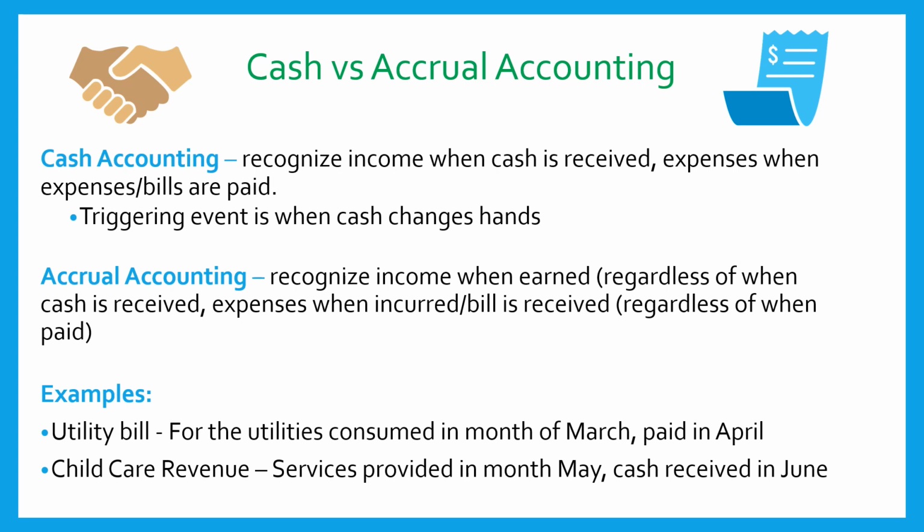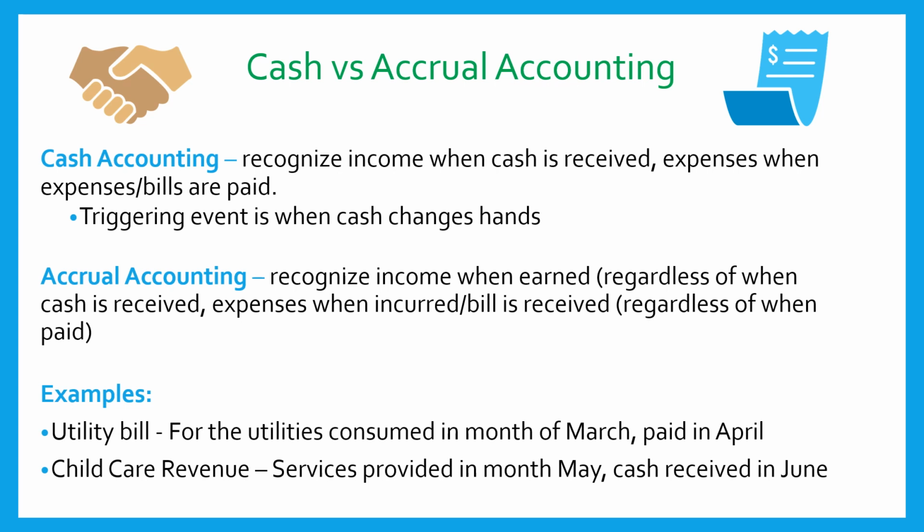Next, let's go over a simple example to highlight the timing differences in recording a transaction under cash and accrual accounting. Let's say you receive a utility bill for utilities used or received in the month of March and pay this bill in April. Under cash accounting, you record the expense in April as this is when the cash goes out the door. Under accrual accounting, you record the transaction in March as that's the period where you used or incurred the utilities.